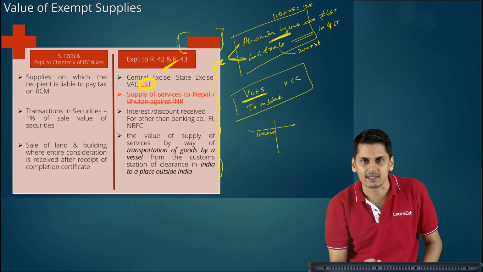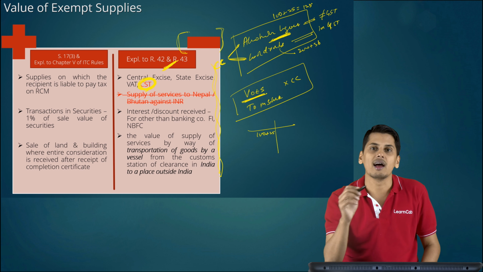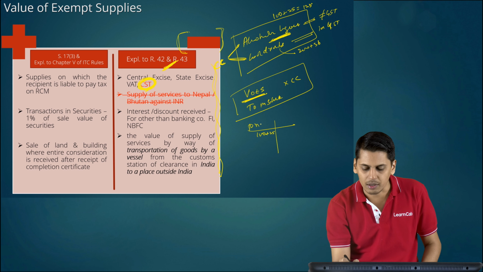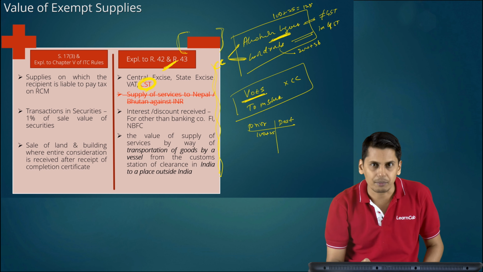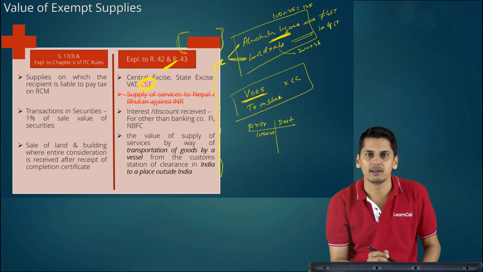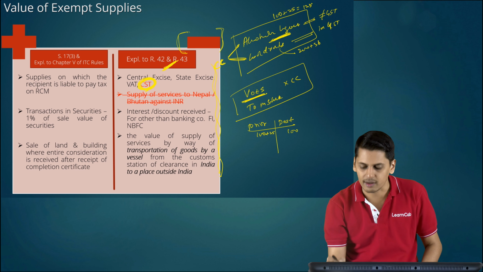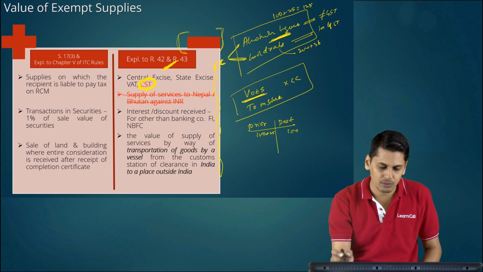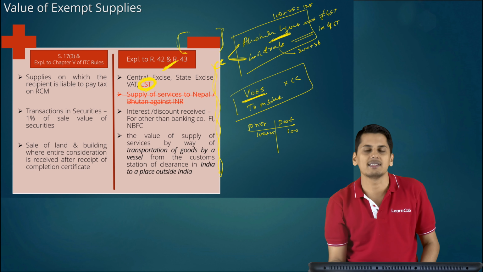It was silent about CST. So therefore it would have been 100 plus 25 prior to amendment. Post amendment, the value of exempt supply is going to be 100, because it excludes CST as well.